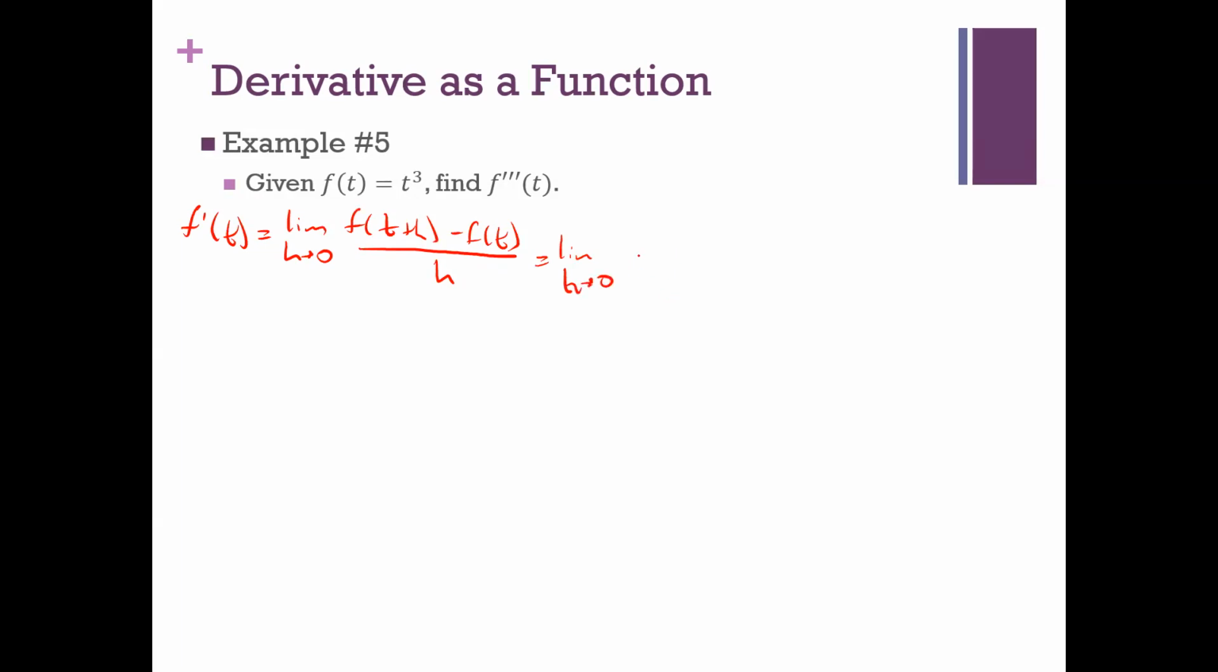So f of t plus h is going to be t plus h cubed minus t cubed all over h. Squaring is kind of easy, but what happens when I cube it? Do you remember? Do you feel like doing it? T cubed plus 3 t squared h plus 3 t h squared plus h cubed minus t cubed.